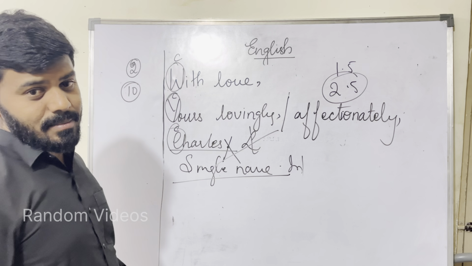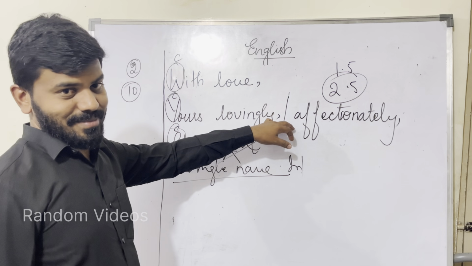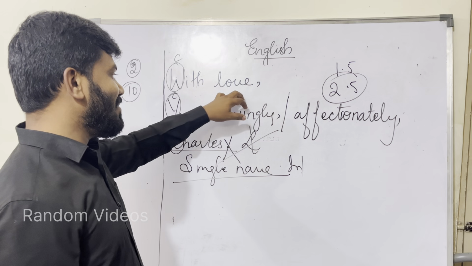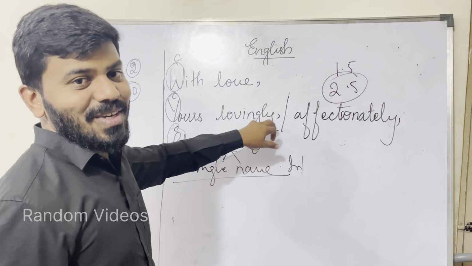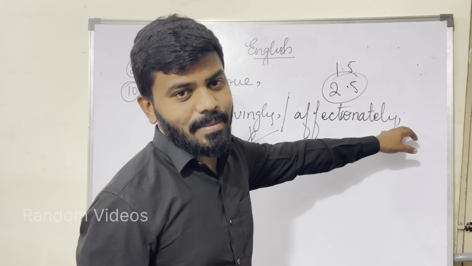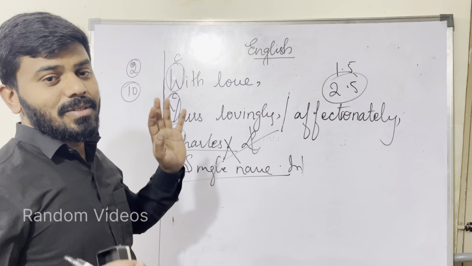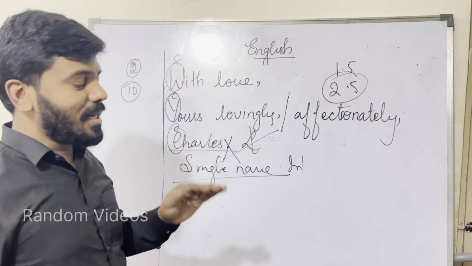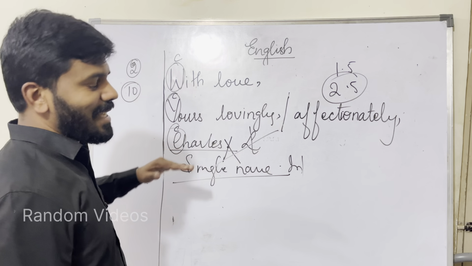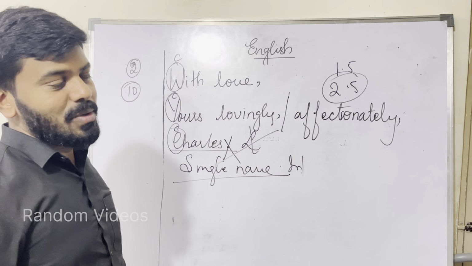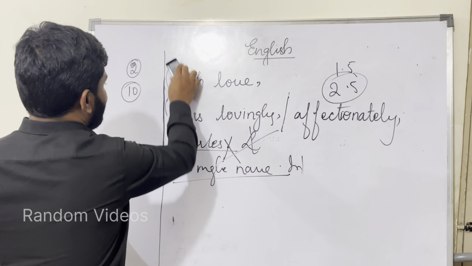Imagine you are a son. If you are writing to your father, you can write "Your loving son", "With love, yours", not "yours", "Your loving son." "Your affectionate son." It is accepted, it is correct, but you don't get confused. Don't break your head. Just write "Yours lovingly" or "Yours affectionately", single name. This will definitely help you score 2.5 on 2.5 in your board examination.